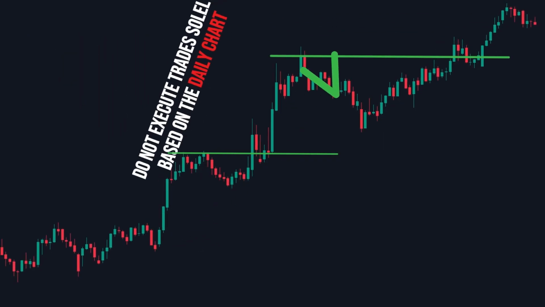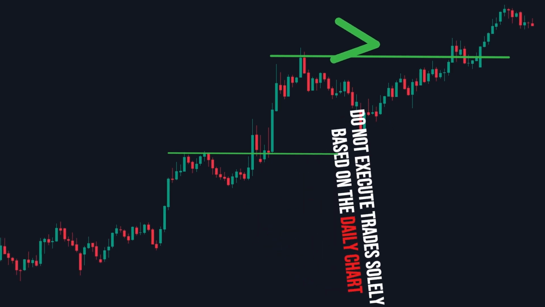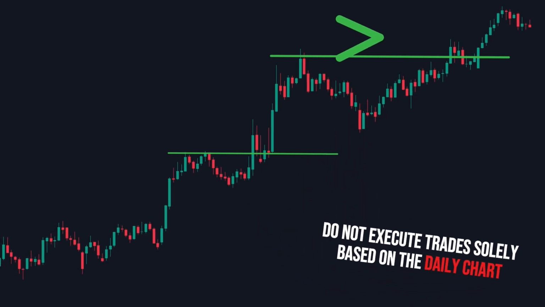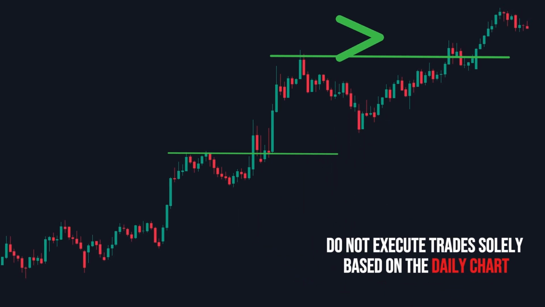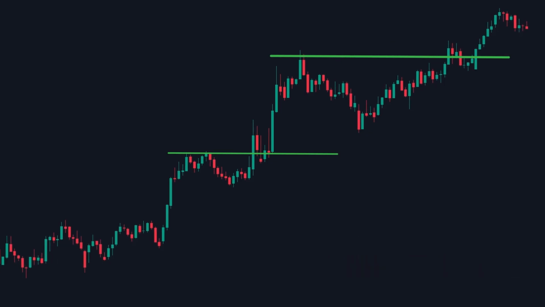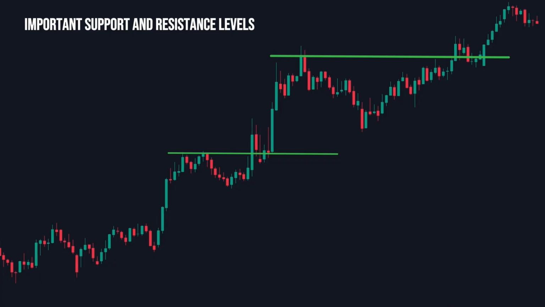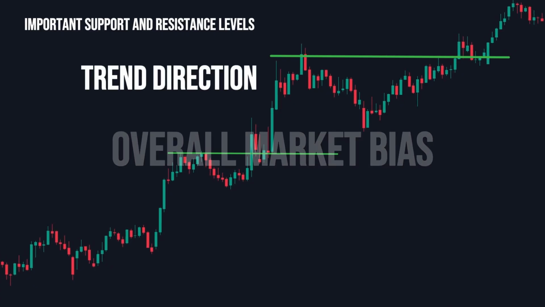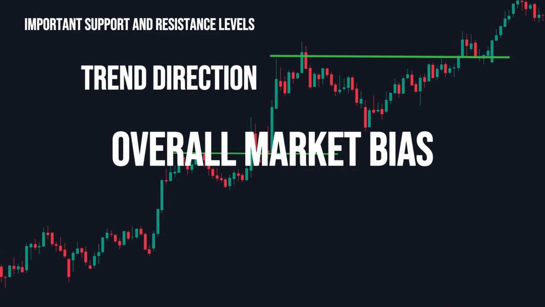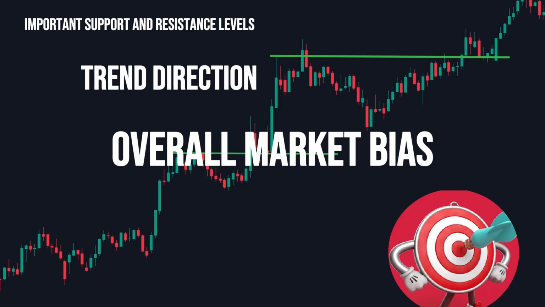It is important to remember that traders usually do not execute trades solely based on the daily chart. Instead, the daily time frame serves as a strategic guide to identify important support and resistance levels, trend direction, and overall market bias, which then helps to time precise entries on lower time frames.